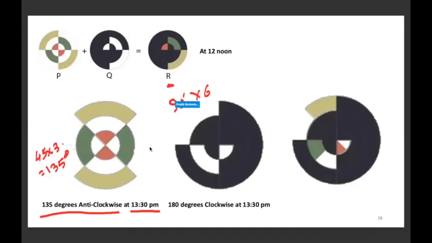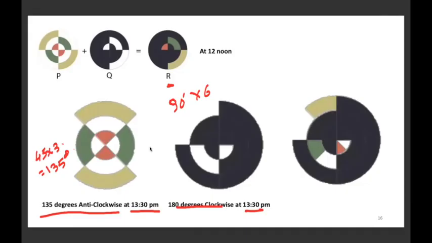When it rotates 90 degrees 6 times, which means 4 times 90 rotates, it's one complete circle, and then 2 more times. That's why it will rotate 180 degrees clockwise at 130, from its original position. So this is how they add up.